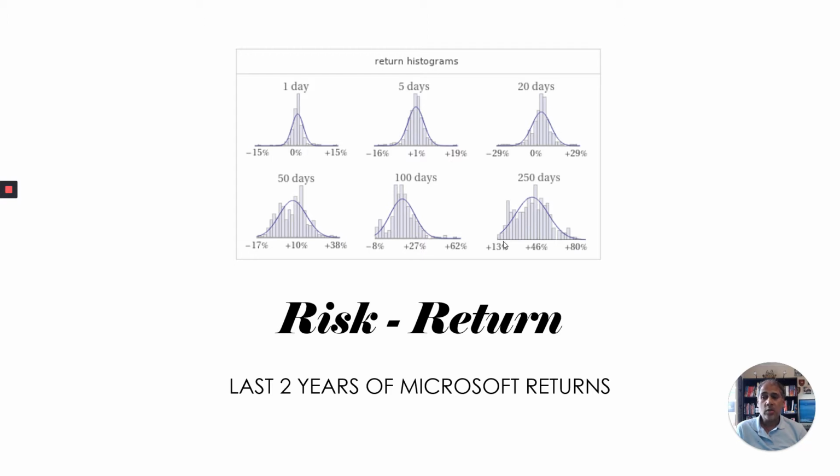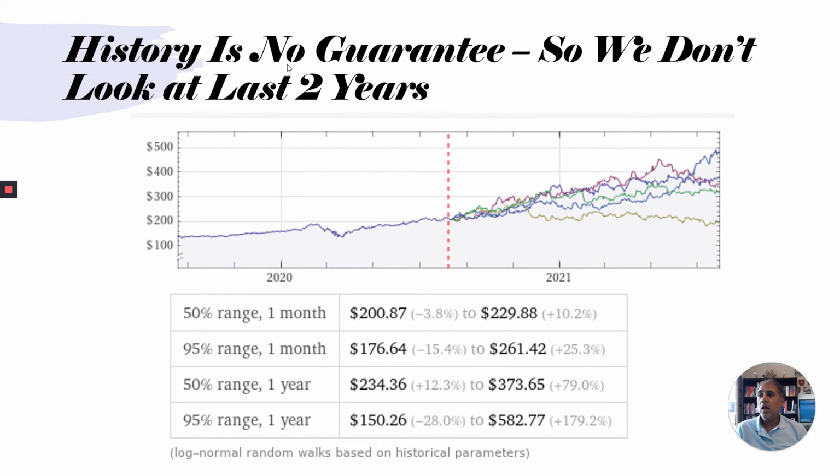On a one-day basis, on the whole, it's up somewhere between 15% and minus 15%, but most of the time on a one-day basis, it's barely moved. Now that's fine. History's no guarantee, so we don't want to look at just the last 2 years' worth of data to give an idea of what kind of ranges that might give us. Let's look at a bigger sample of data.